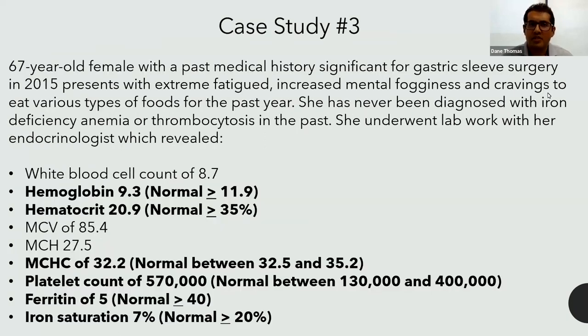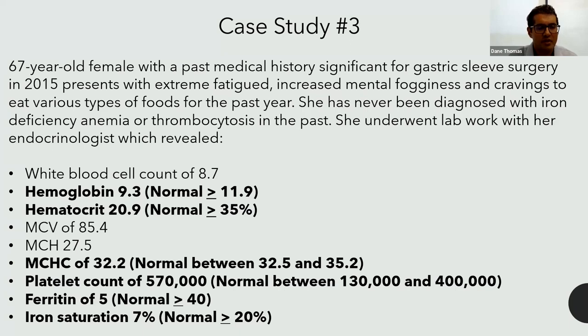Let's talk about another case study. A 67-year-old female with a past medical history significant for gastric sleeve surgery in 2015 presents with extreme fatigue, increased mental fogginess, and cravings to eat various types of foods for the past year. She has never been diagnosed with iron deficiency, anemia, or thrombocytosis in the past. She underwent lab work with her endocrinologist, which revealed the following.